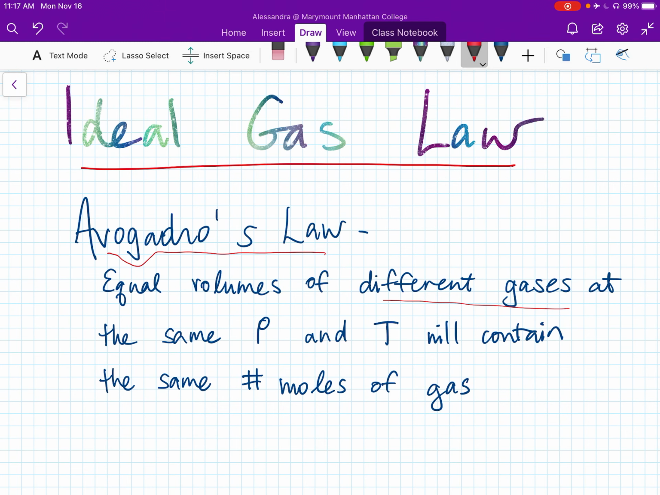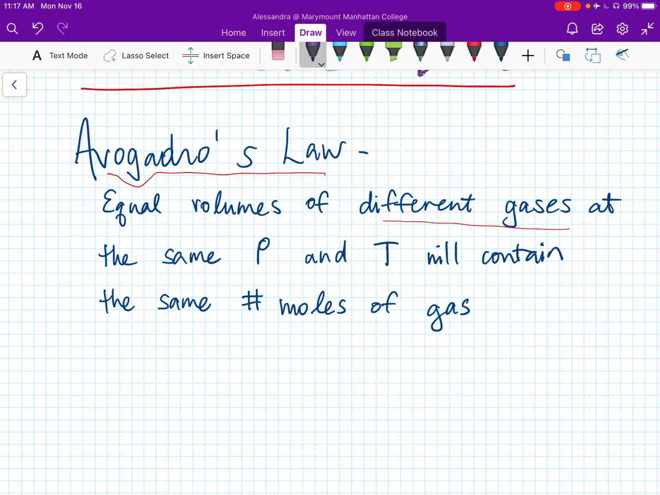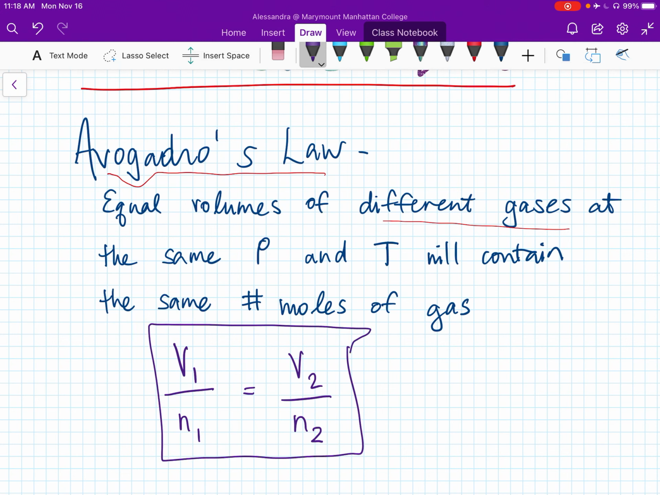So the number of moles of gas is also related to volume. And volume is directly proportional to the number of moles of gas. Just like in Charles's law, volume was directly proportional to the temperature, volume is directly proportional to the number of moles of gas. So Avogadro's law can be expressed mathematically similar to how Charles's law was expressed. V1 over N1 equals V2 over N2, where N is the number of moles of gas under the two different conditions.